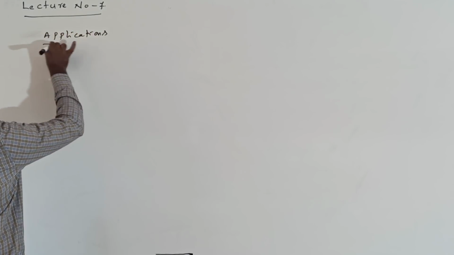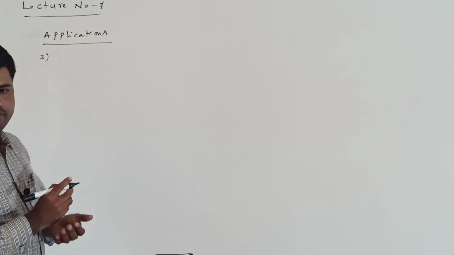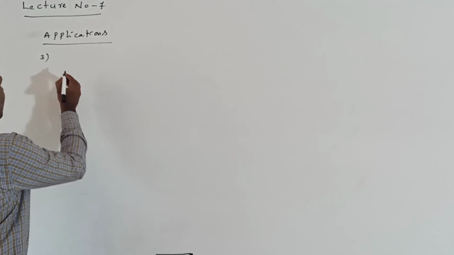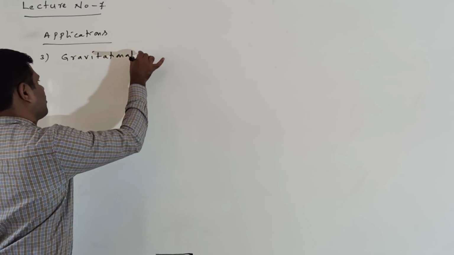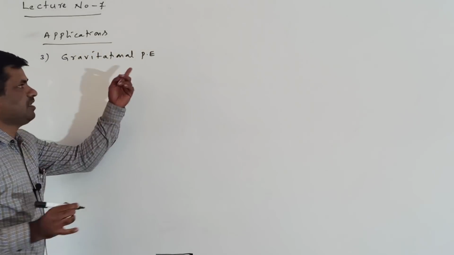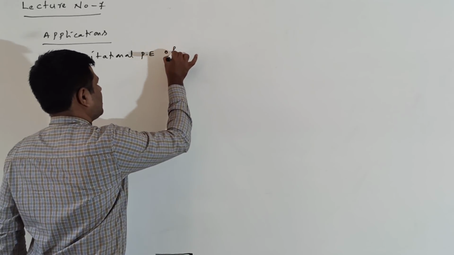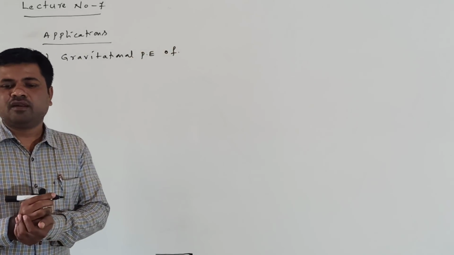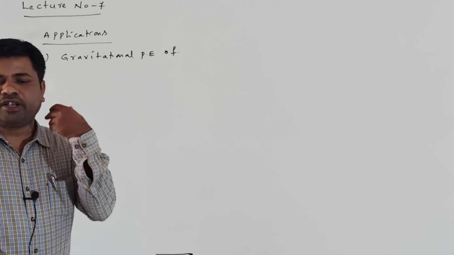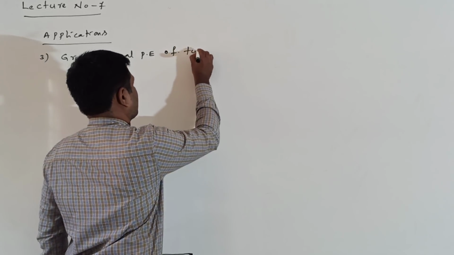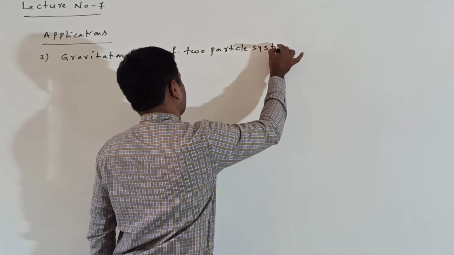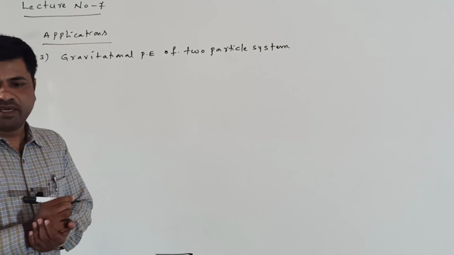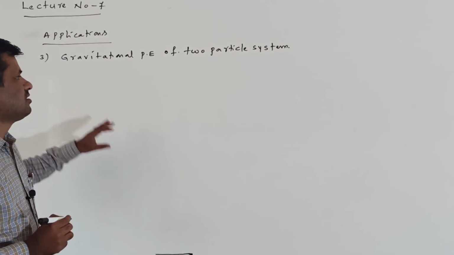We are discussing the applications. Third one. What is the third one here? Gravitational potential energy of... This is the meaning of potential energy. Potential energy of two particle system. Gravitational potential energy of two particle system.